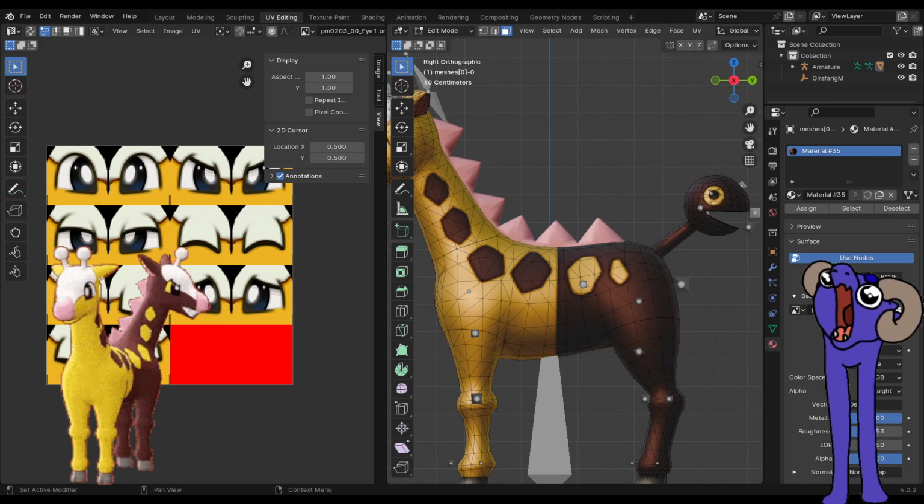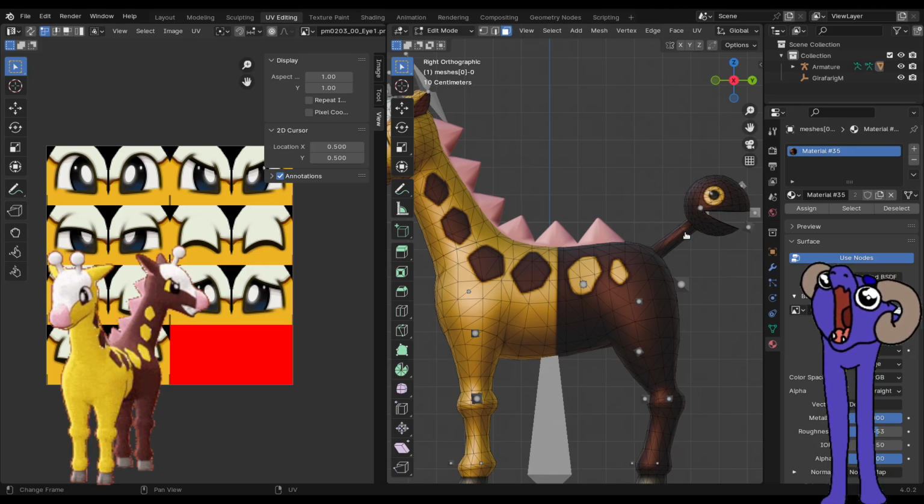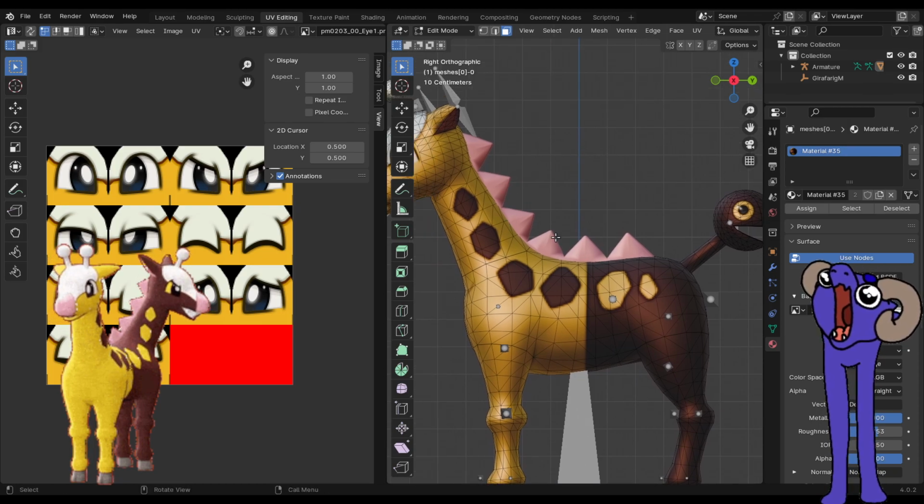Okay, so if we look at my reference image, which I've got on screen, that's a bad reference image for what I'm currently trying to do. Beta girafarig. So 1, 2, 3, 4. 1, 2, 3, 4, and 5. So there should be 5 spikes on each side. So we got 1, 2, 3, 4, and 5. So I need to bisect it right there.